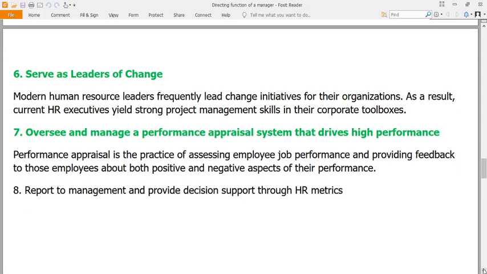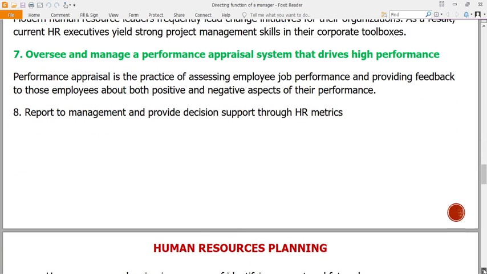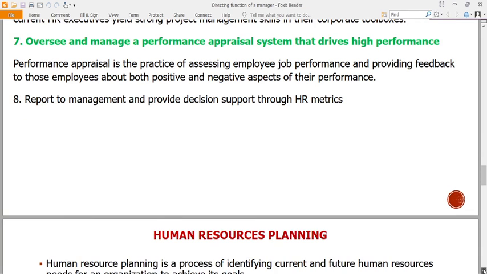An agribusiness manager also has a role of serving as a leader of change. You're supposed to live by example. So you're supposed to frequently lead initiatives that yield stronger project management skills, which will inspire also the subordinates. Then oversee and manage a performance appraisal system that drives high performances. So a human resource manager is also in charge of appraising and assessing employee performance and giving feedback as well.